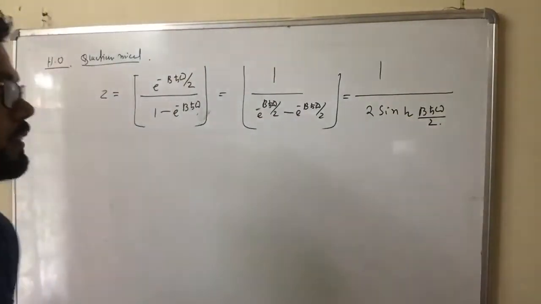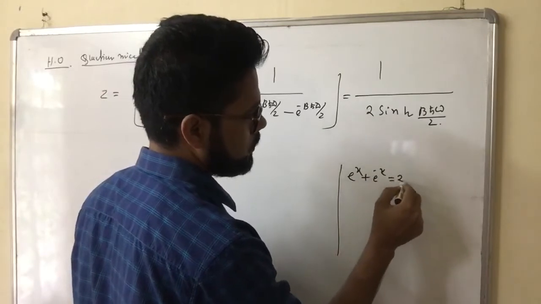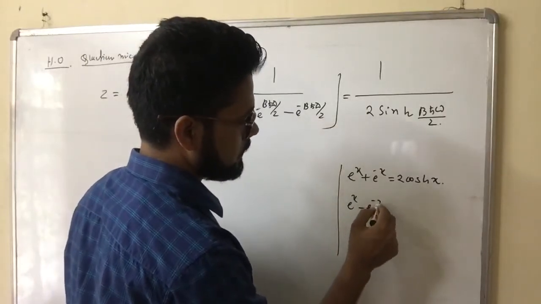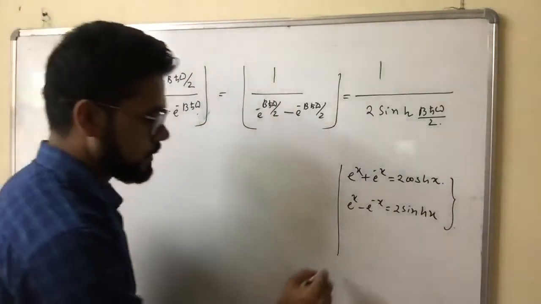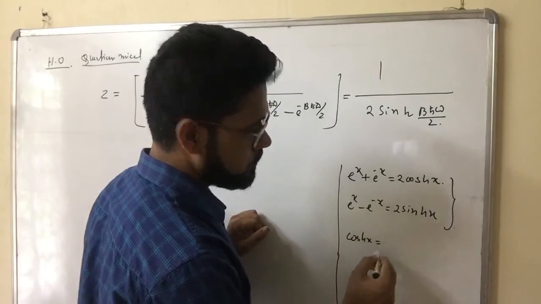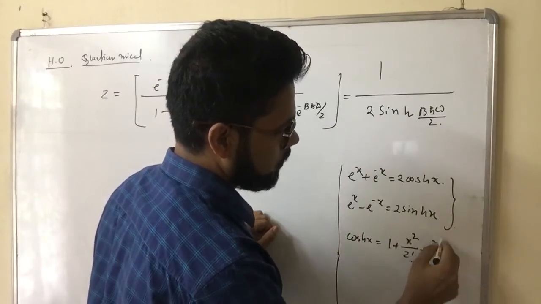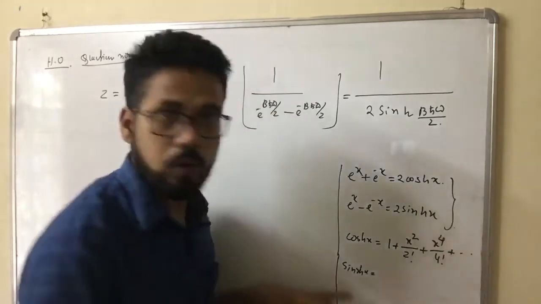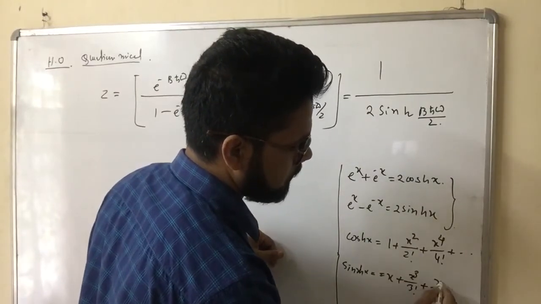Remember, why? Because you remember this formula: e to the power x plus e to the power minus x equals 2 cosh x, and e to the power x minus e to the power minus x equals 2 sinh x. Now another formula I am going to use: cosh x, cosh is an even function, so only even terms will be there: 1 plus x squared by 2 factorial plus x to the power 4 by 4 factorial plus so on. Similarly sinh x is an odd function, so the first term is x, the second term is x cubed by 3 factorial, plus x to the power 5 by 5 factorial.